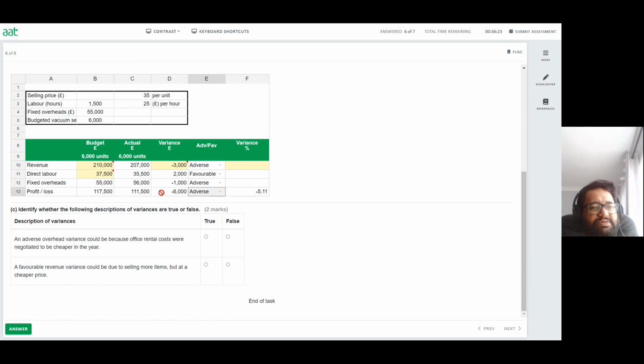profit is 6,000 adverse. How did they manage to get that? Oh, yeah, that's fine. Let me see whether that calculation is right. 21,000 minus 92,500 is going to be 117,500. Yeah, 20,700 minus 91,500. So it's going to be 115.